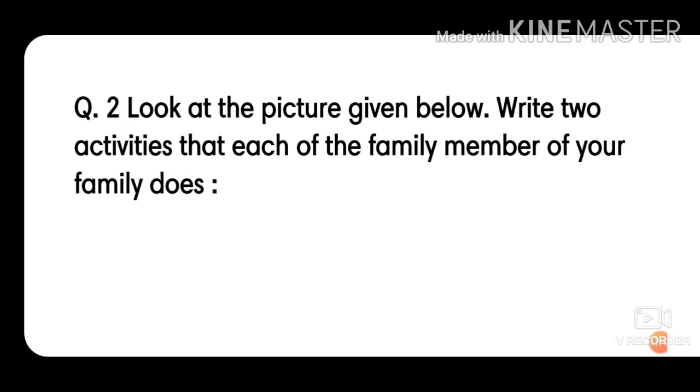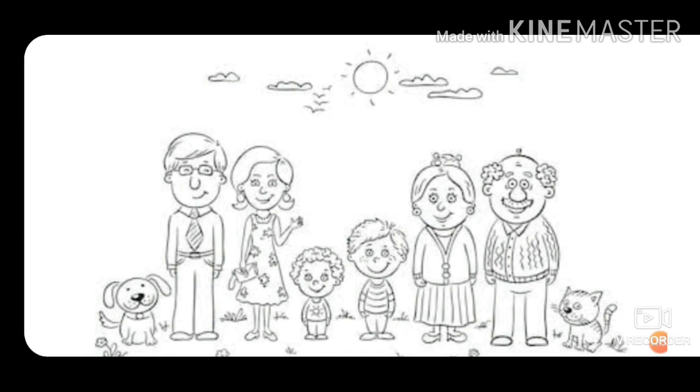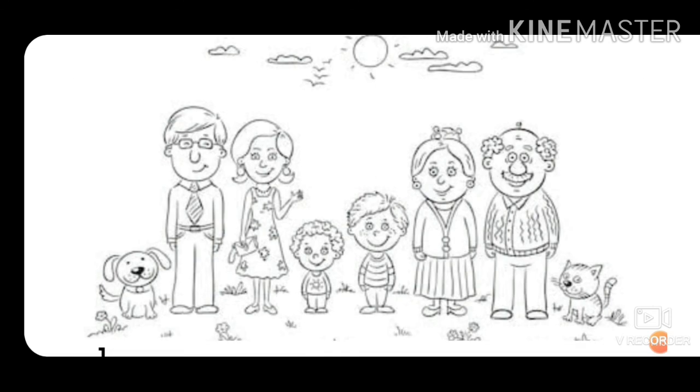Question number 2. Look at the picture given below. Write 2 activities that each of the family member of your family does. Now, can you see the picture? Let me assume that I am this mother, the one with the frock. Then that's the father. Then there are 2 children. One is a girl, the smaller one. The other one is a boy.